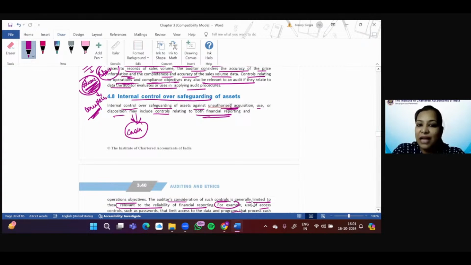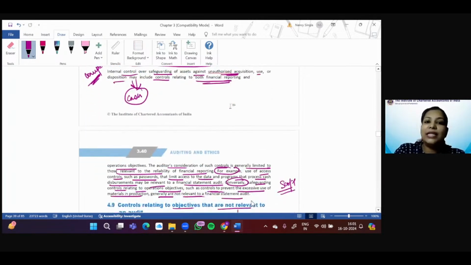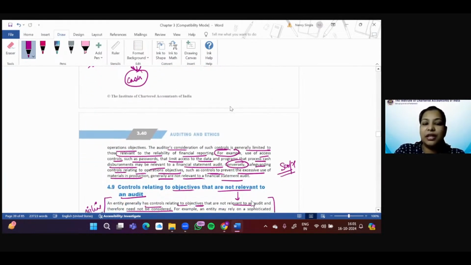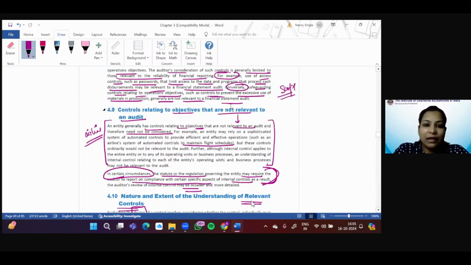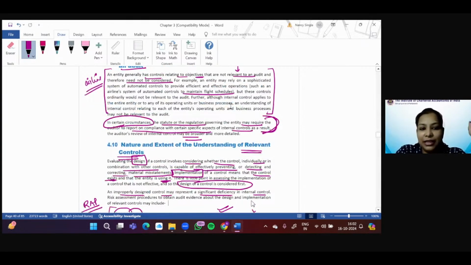Internal control over safeguarding of assets: if it's relating to, let's say, cash disbursements, passwords and all relating to cash disbursement, then that is relevant. But where it is relating to operations specifically, that is, whether excessive use of material in production is there, then that is not relevant. If the controls are not relevant, they are not to be considered. But if the statute or the regulation requires the auditor to report on such compliance, then the auditor's review of internal control becomes broader and more detailed. That is, he may have to include such assessment also. And the example of an airline is given here.